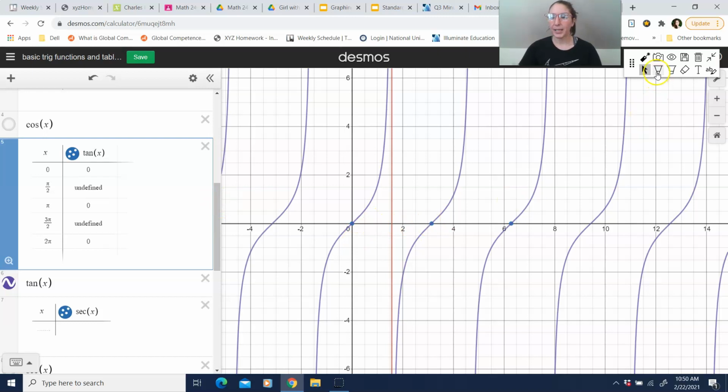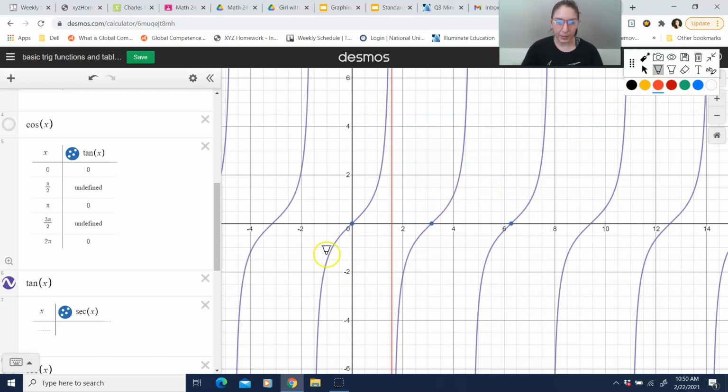So what does this mean about tangent then? First off, what's the period of tangent? Well, let's see, how long does it take to repeat itself? This is pi over 2 right here, and this right here is negative pi over 2. If I were to draw another asymptote, from negative pi over 2 to pi over 2, it repeats, right? We got a squiggle, and then a squiggle, and then a squiggle, and a squiggle.